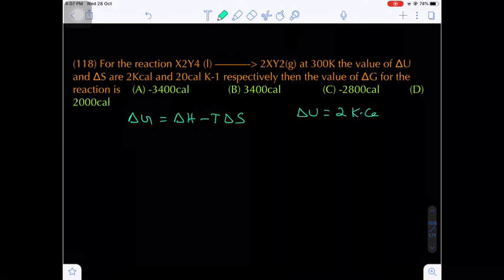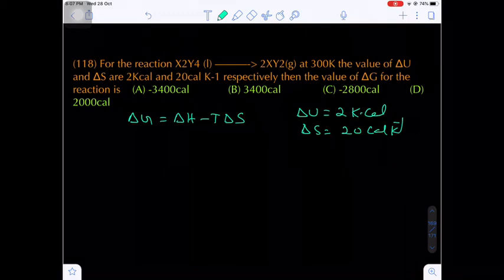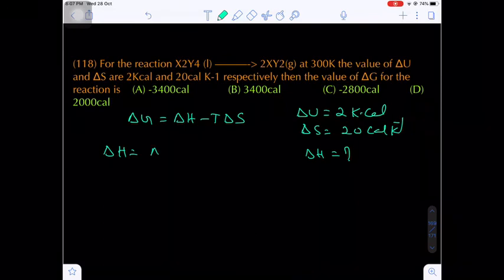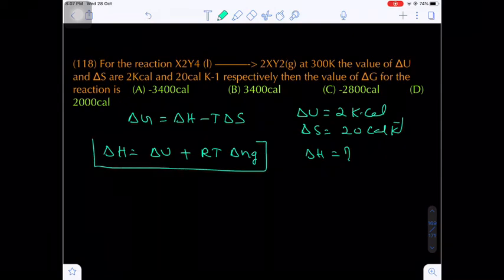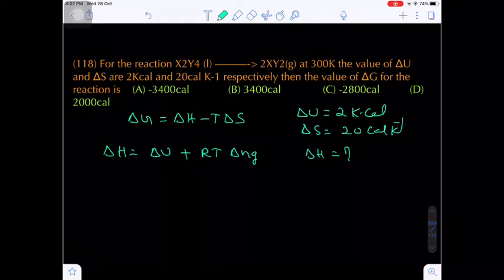Delta U is 2 kilocalorie. And delta S is also given as 20 calorie per Kelvin. Now first of all I have to find the delta H. How to find the delta H value with the help of delta U? Do you know delta H is equal to delta U plus RT delta Ng. So this is a relation between the change in internal energy and change in enthalpy.